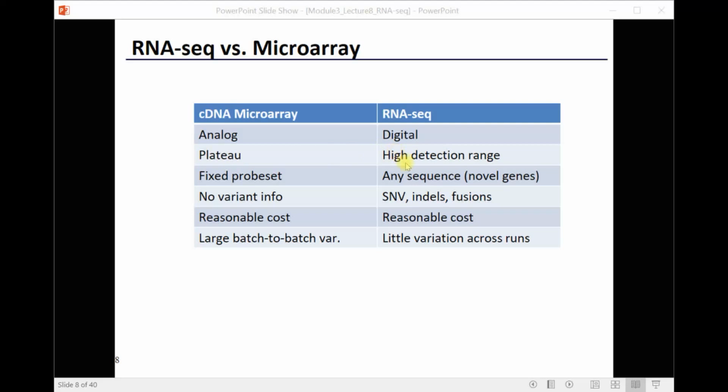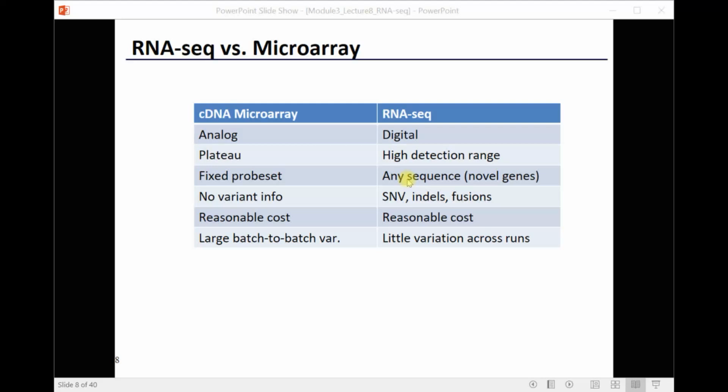Another advantage is that you don't need to know the transcript sequence. You just know that for the isolated RNA sample, whatever it is, I will see it. You don't need to design microarray probes ahead of time. You can detect novel genes. You can study alternative splicing events.